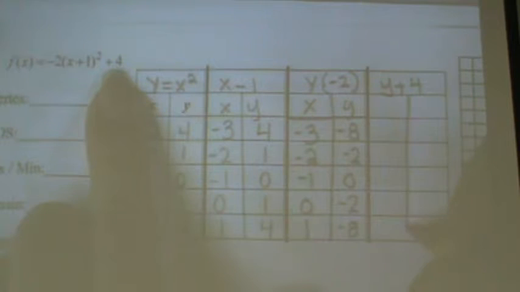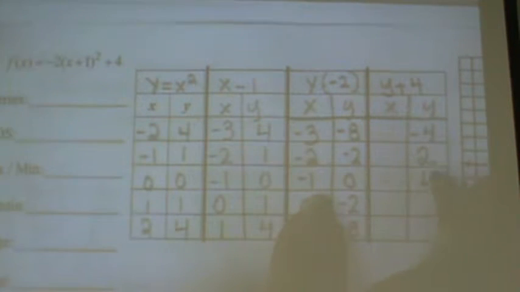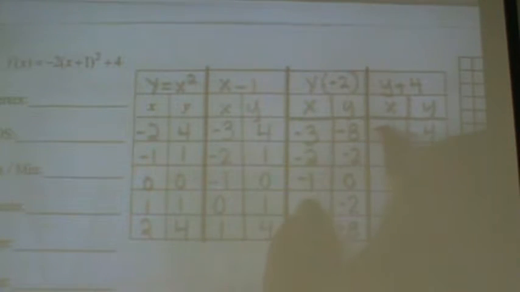The last thing, this 4, what does that tell you to do? Take your y values and add 4. Okay, so if you added 4, what do you get? Negative 4 plus 4, 2 plus 4. Add 4, add 4, and add 4. Notice the pattern here. These x values should be the same: negative 3, negative 2, negative 1, 0, 1.